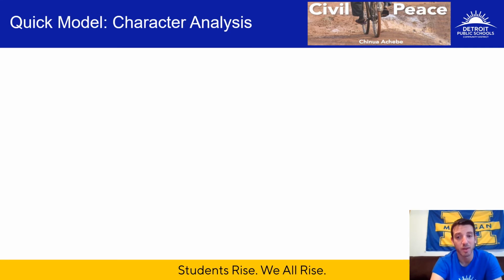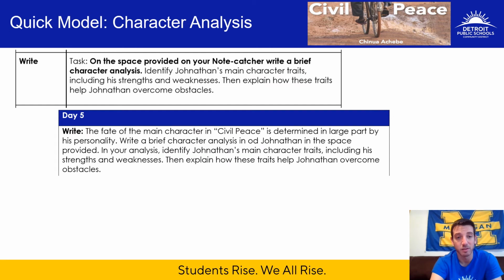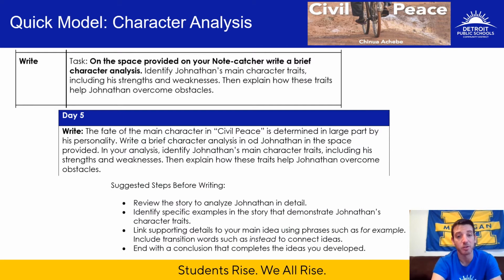But I am going to support you on the brainstorming that will help you be prepared to write that character analysis paragraph. So it's important to look at either the lesson or the note catcher to remind yourself of what the actual prompt is, and I'll read it for you again. You have to identify Jonathan's main character traits, including his strengths and weaknesses. Then explain how these traits help Jonathan overcome obstacles. Now, in the note catcher, it also gives you some suggested steps before writing, which is like the brainstorm that we're going to talk about in a second.